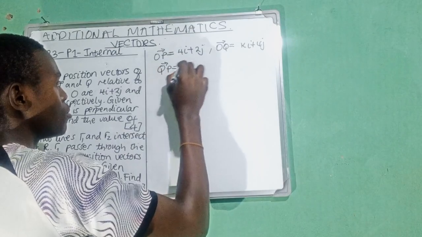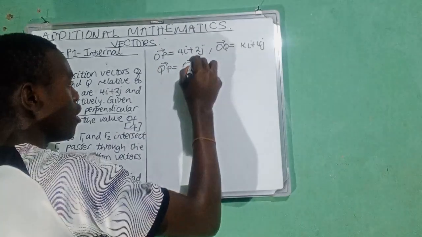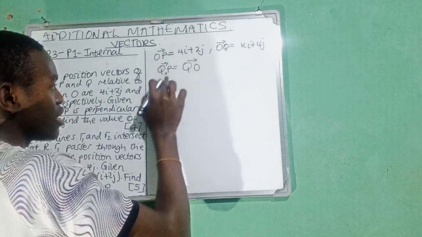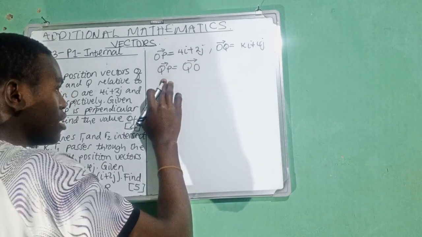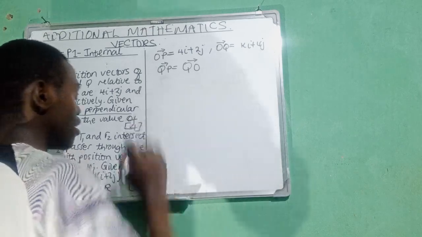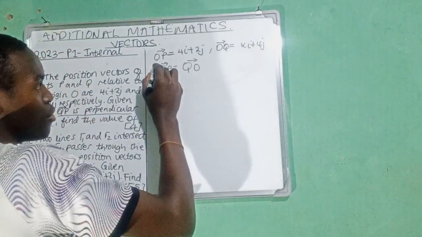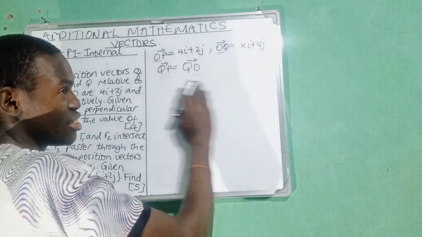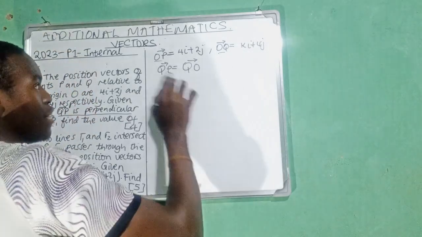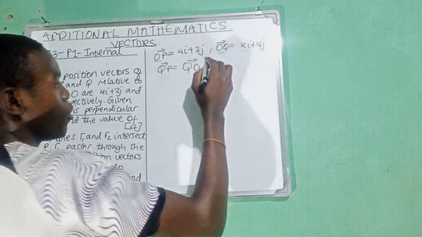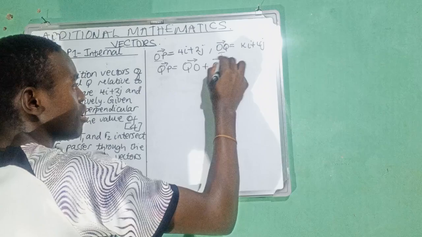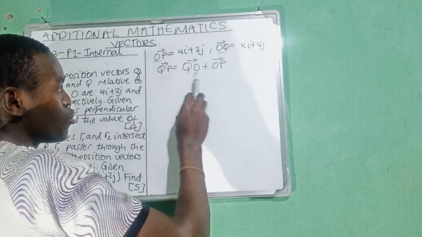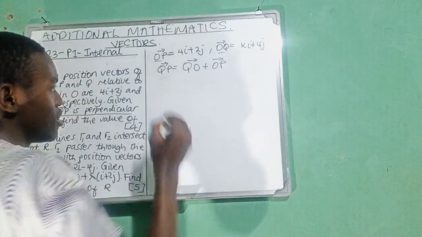QP would be equal to QO plus OP. When you're finding this vector, it is called the resultant vector. Always make sure that the vector is this side. When you have vectors having O here, you can see that even here they also have O. So I've done the opposite of this one here. It's not always that you have to write it in this form. So it's QO plus OP, just like that.